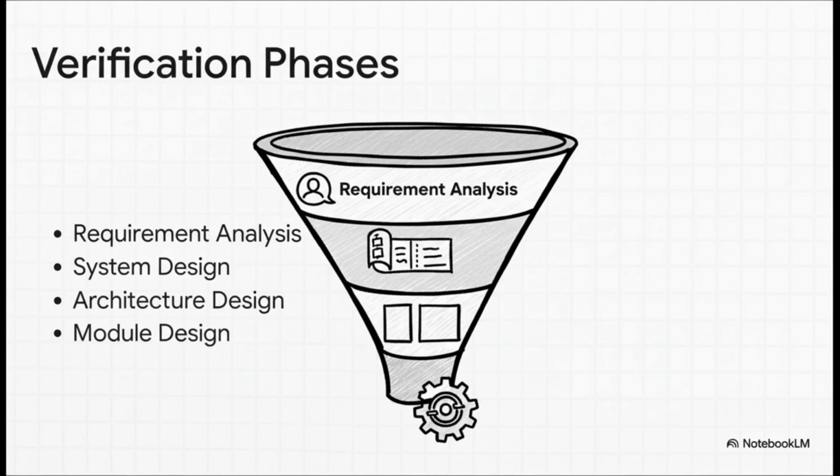These phases basically move from the big picture down to the nitty-gritty. You start with requirement analysis. What does the user actually want? Then you go to system design, the overall blueprint. After that, architecture design breaks it into major components. And finally, module design details every single little piece. It's like a funnel, from a broad idea to a super detailed plan.